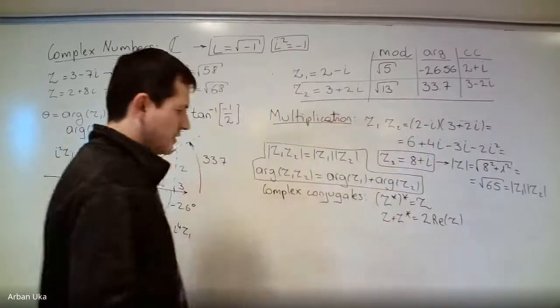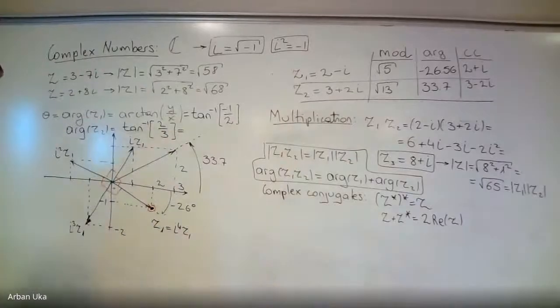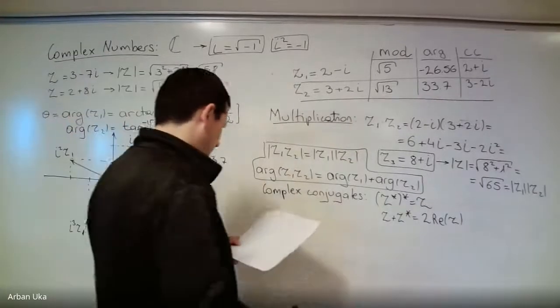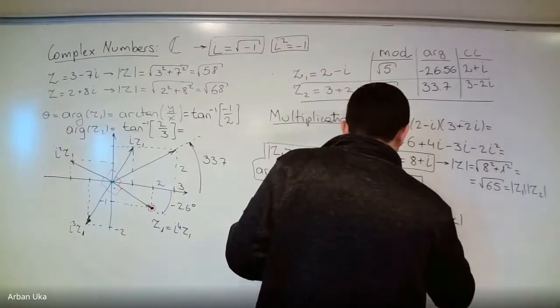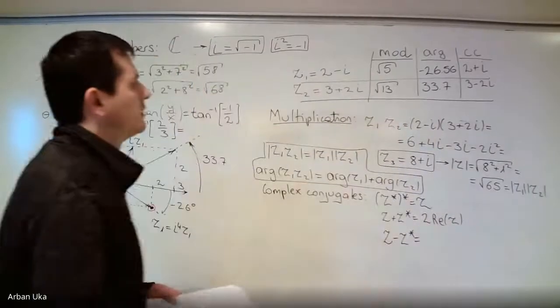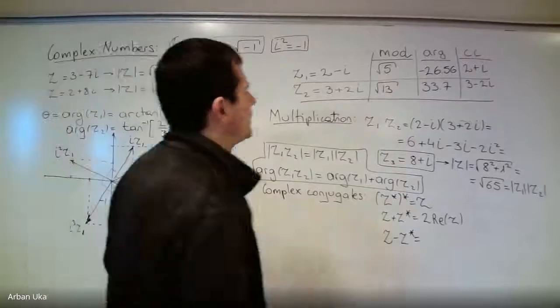So we get 2 times the real part of Z. Then 2 minus Z complex conjugate. Actually, we can check them here.